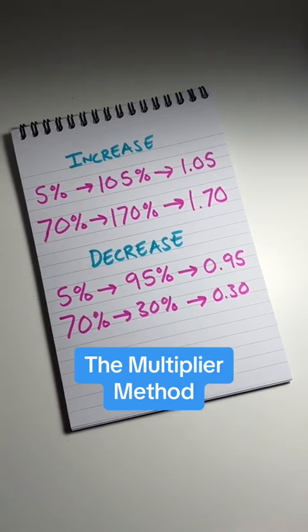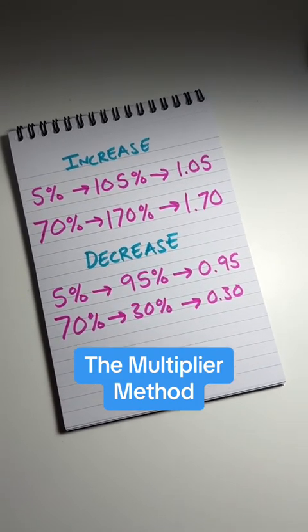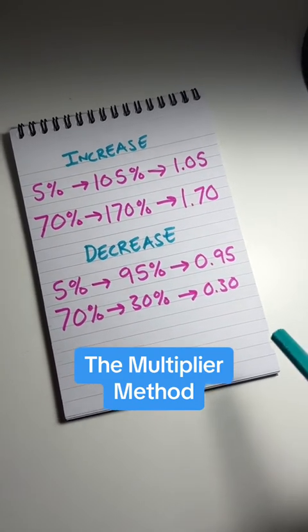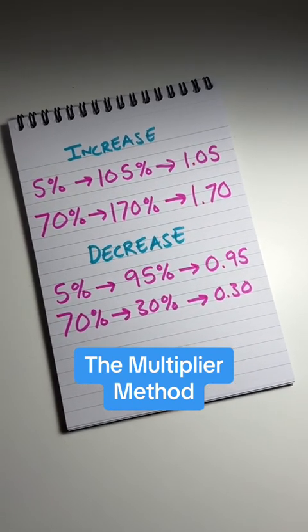We're going to go all the way down to 30% because 100% take away 70% is 30%. And 30% as a decimal is 0.30 or 0.3.